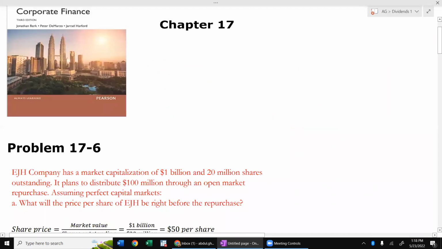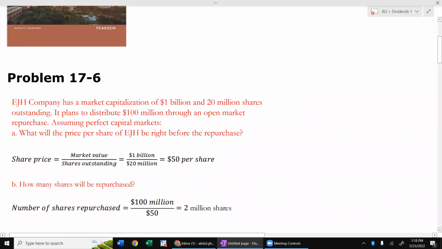Okay. So let's see our question number one. Question number one says that EJH has a market capitalization of 1 billion. So it means this is MV0. MV market capitalization MV0 is equal to, currently, 1 billion and 20 million shares outstanding. So this is the current situation, but let's see what the company's dividend policy is.